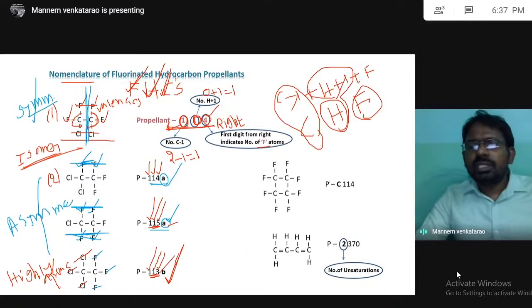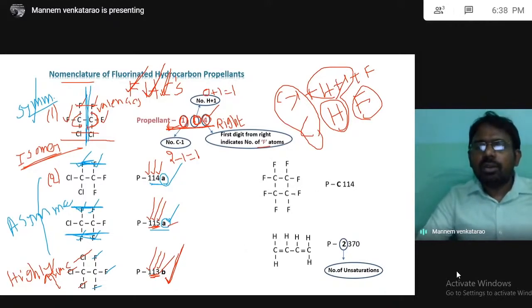Next, observe this is a cyclic compound. What is the name? 1, 2, 3, 4, 5, 6, 7, 8. Octafluorocyclobutane. I don't want that bigger chemical name. I want only digits. First, as for propellants, you convert to digits. How many fluorines? 1, 2, 3, 4, 5, 6, 7, 8. 8. This is wrong in the slide.